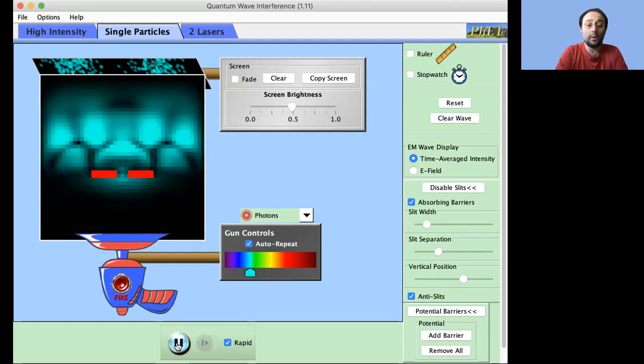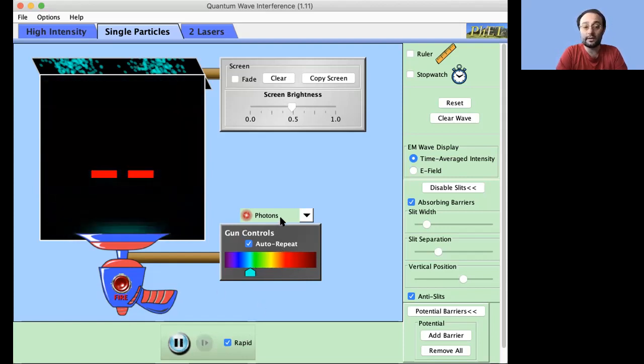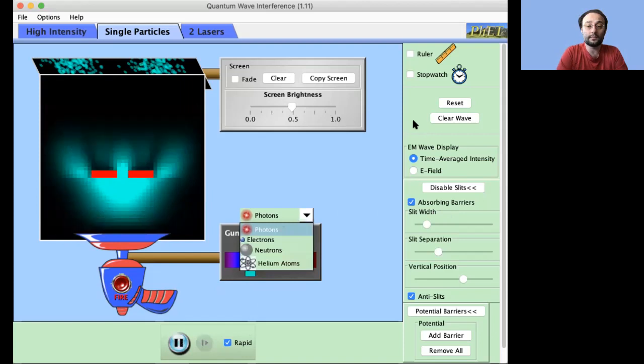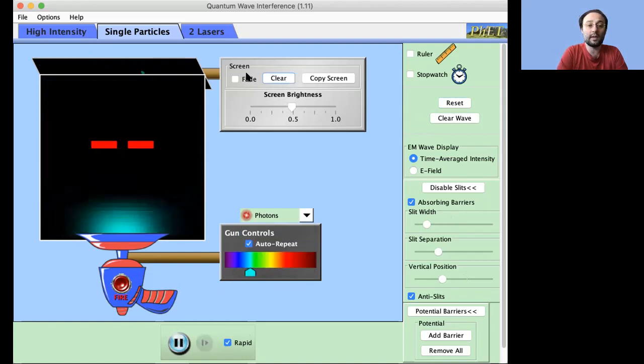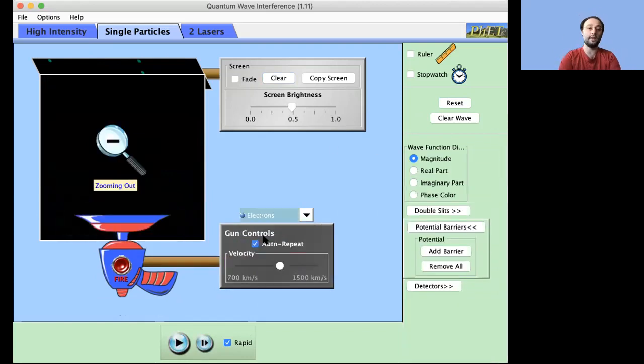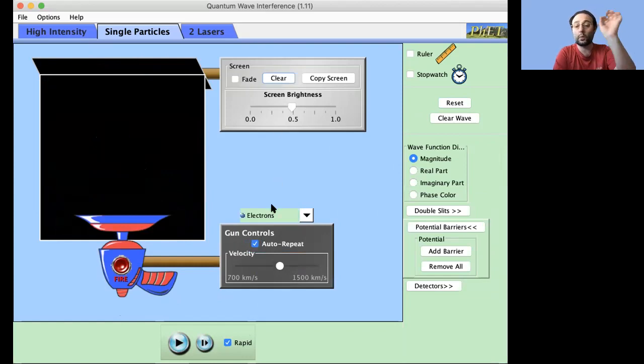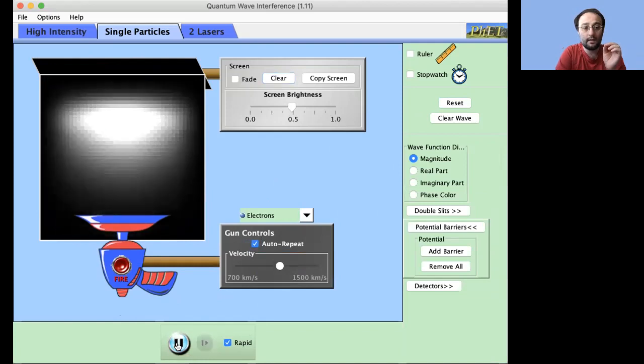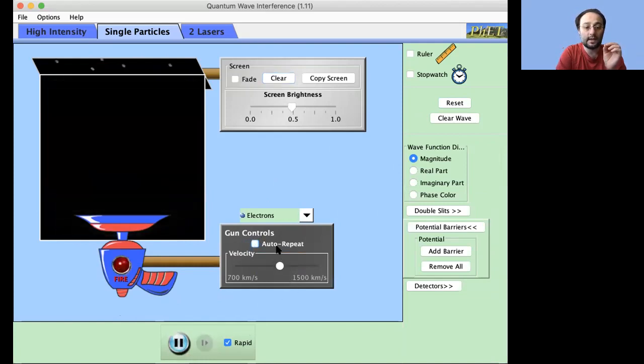So what if I switch to electrons? Let me reset. Let me make everything clear. I'm going to pause. I'm going to disable slits, and I'm going to switch to electrons. So the program has to adjust a little bit. And again, without slits, without anything, I'm going to shoot one electron at a time. So here comes the electron. Oh, I want to disable auto repeat, and I want to disable rapid. So here comes the wave.